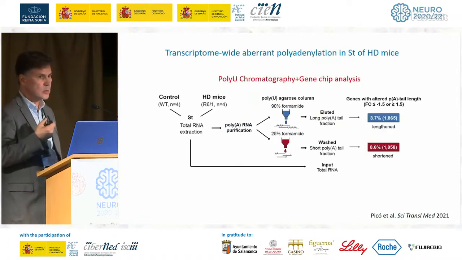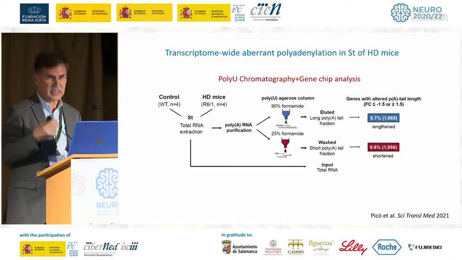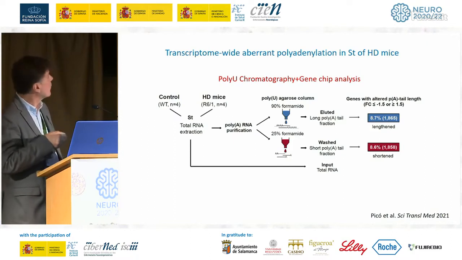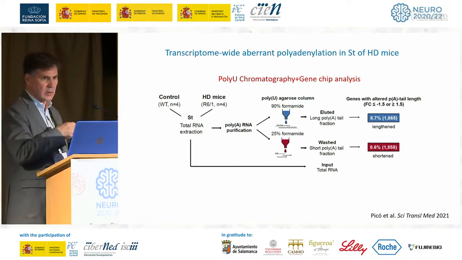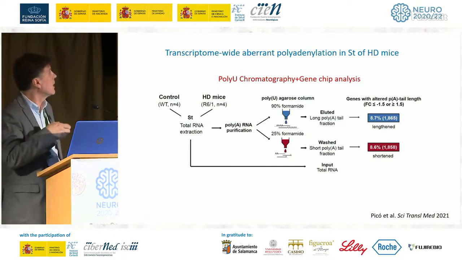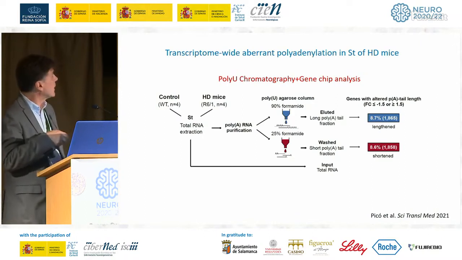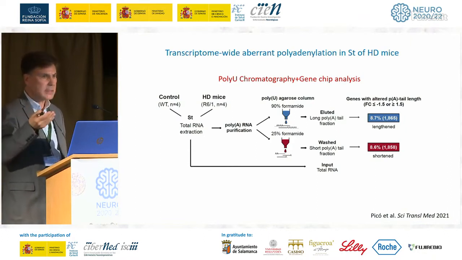And this led us to analyze the global status of polyadenylation in the transcriptome by performing a poly-U chromatography that allows you to generate fractions of the RNA enriching long poly-A tail transcripts and fractions enriching short poly-A tail transcripts. And by comparing them in the wild type and in the Huntington mice by gene chip analysis, we were able to find that roughly 9% of the transcripts have an elongated poly-A tail, while 9% have a shortened poly-A tail.